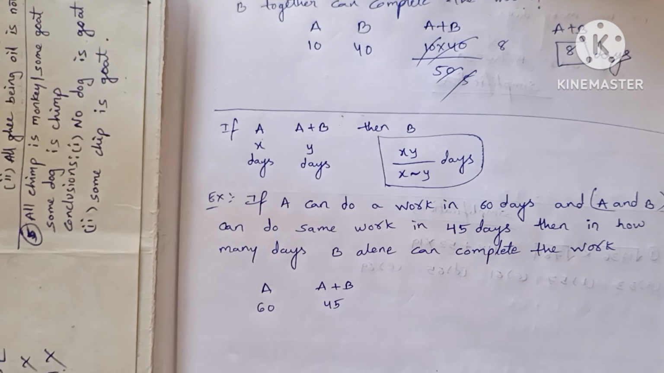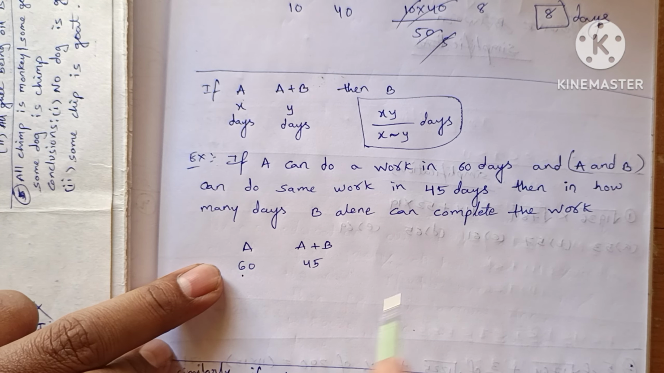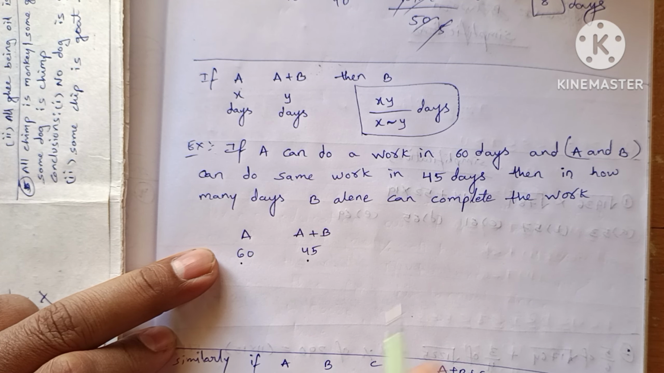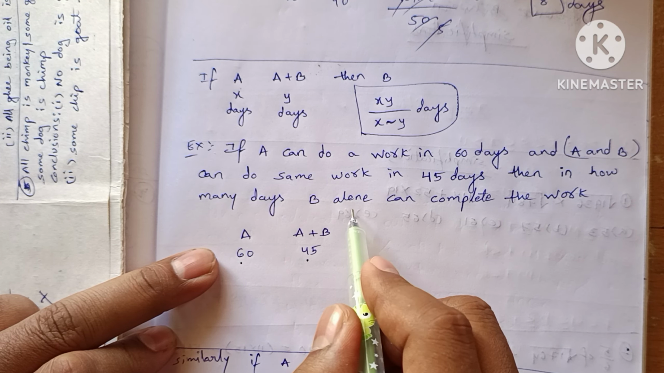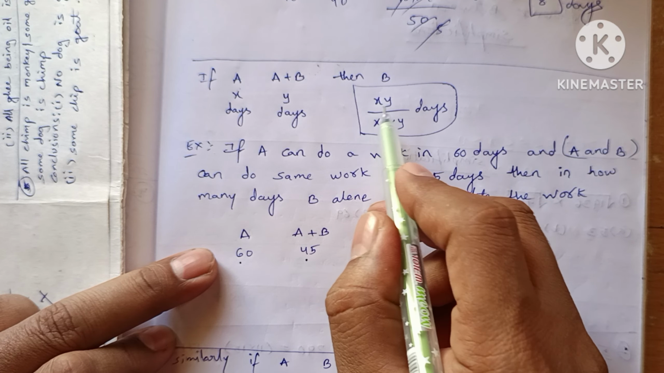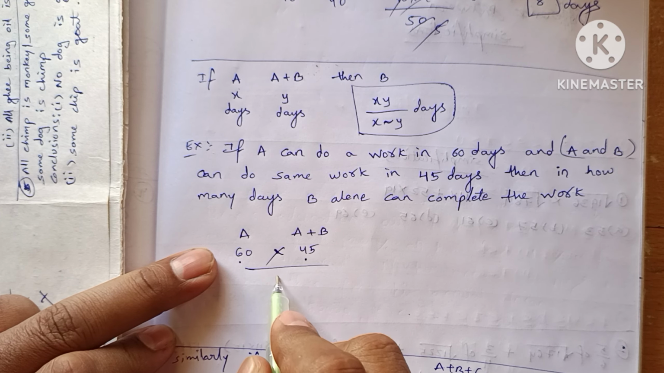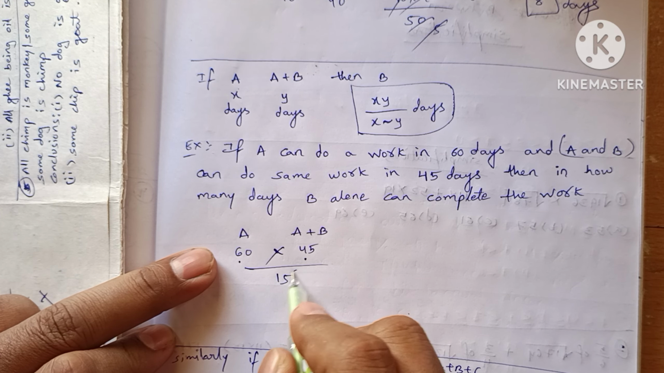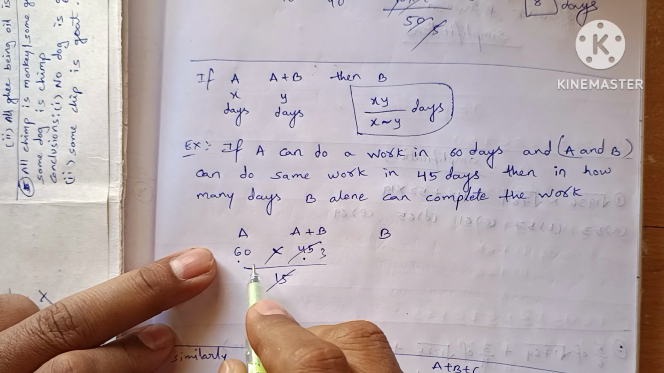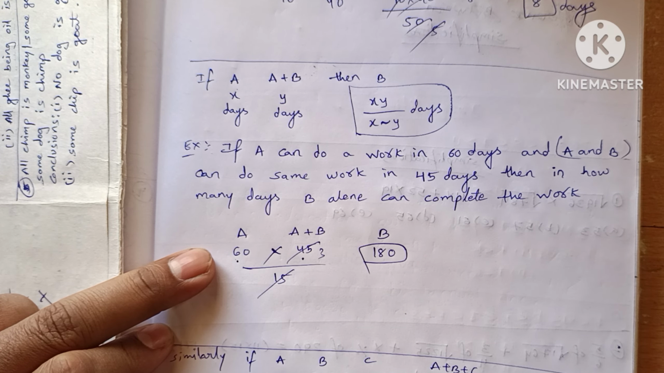If A can do a work in 60 days, and A and B together can complete the whole work in 45 days, then in how many days can B alone complete the whole work? I have given the formula as X into Y by X minus Y. So it is the product divided by the difference of these two, which is 15. 15 threes are 45, okay. So B alone can complete the whole work in 3 times 60, which is 180 days.